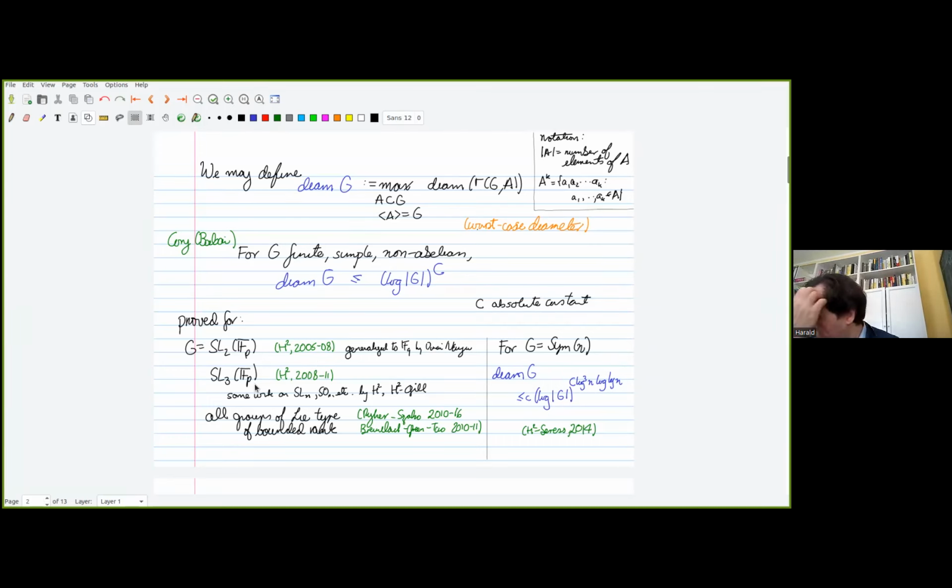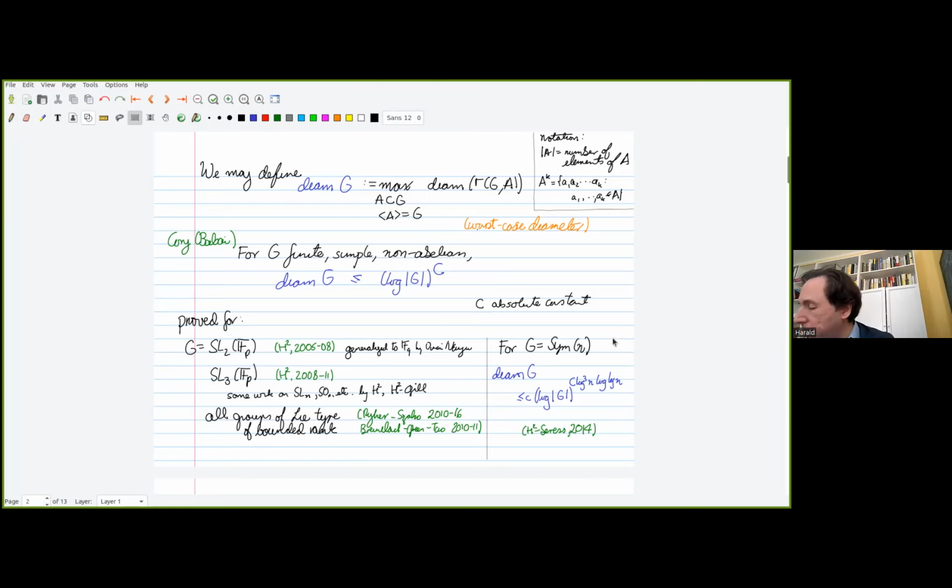So the tools were developed more generally, and together with my postdoc at the time, we managed to make some headway towards SLn and SOn. But eventually the statement was generalized to all groups of Lie type of bounded rank by two teams of people, Pyber-Szabó, and Breuillard-Green-Tao.